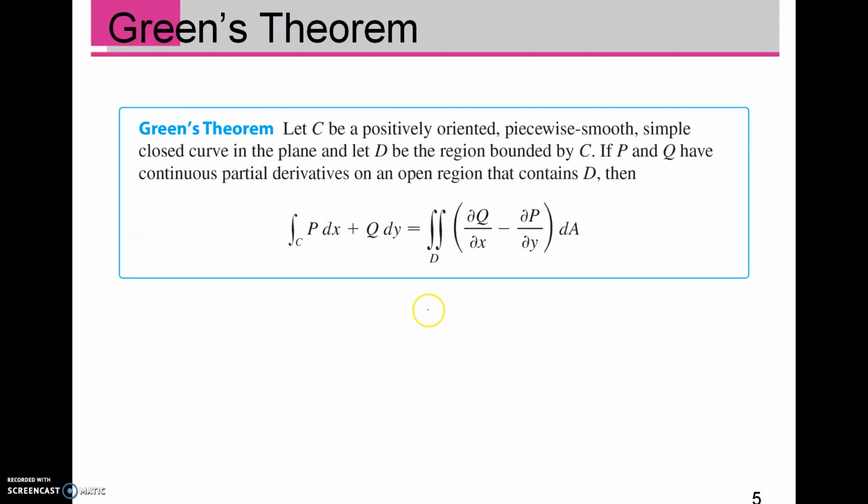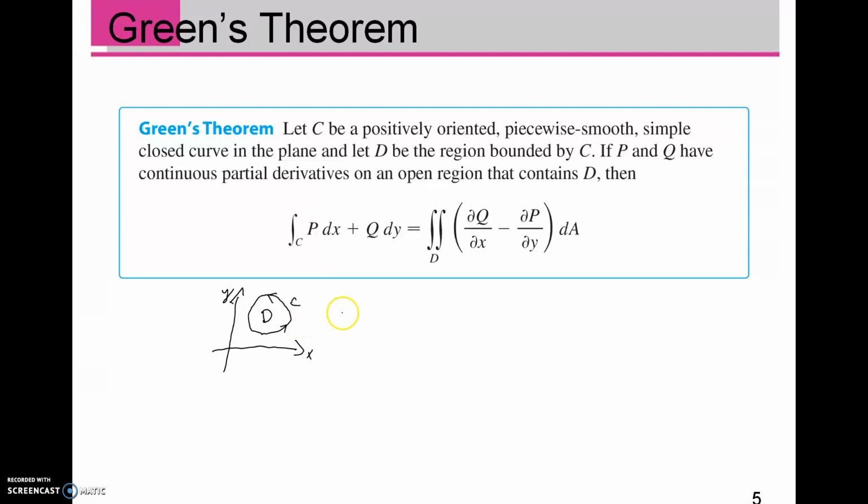So here we are. This is Green's theorem. Let C be a positively oriented piecewise smooth curve, simple and closed. So some sort of simple and closed curve, positively oriented. So that's counterclockwise. And that's C, in the plane, XY. And let D be the region bounded by C, so that's D.